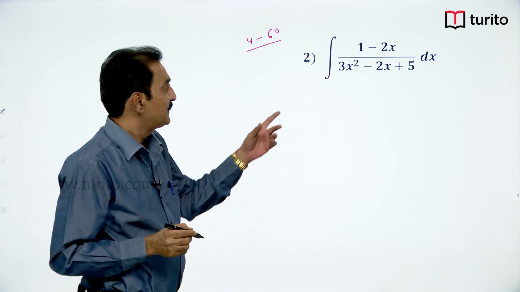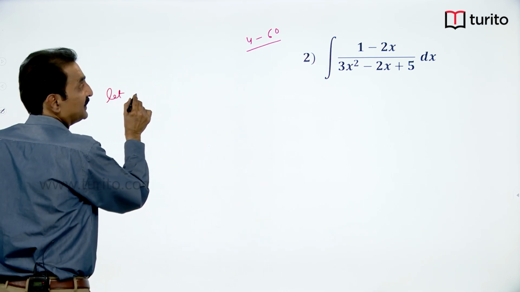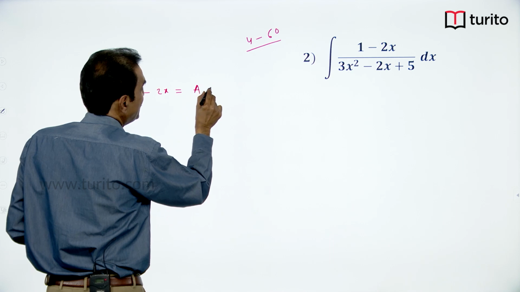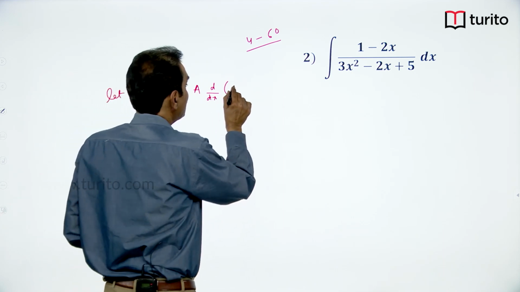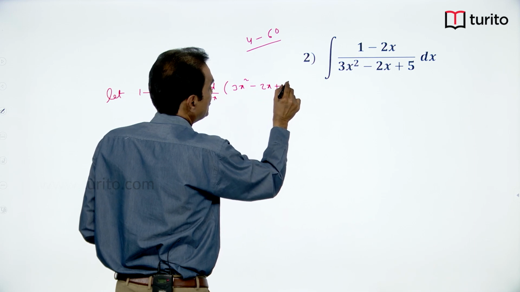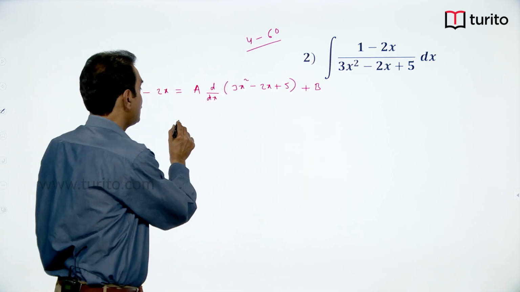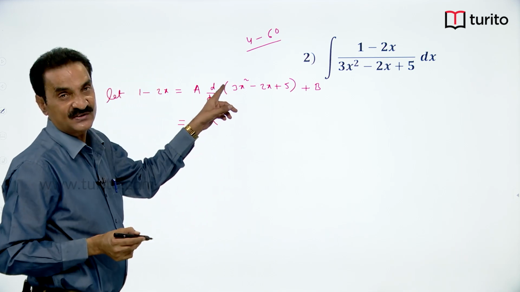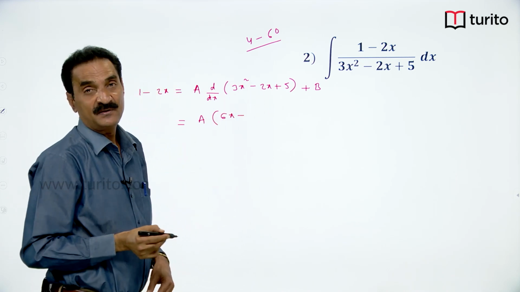So what we will do? We will follow the discussed method. Let the numerator 1 minus 2x be equal to some constant a into d by dx of the denominator 3x square minus 2x plus 5, plus another constant b. It is equal to a into, what is the derivative of 3x square? 6x minus derivative of 2x, 2.